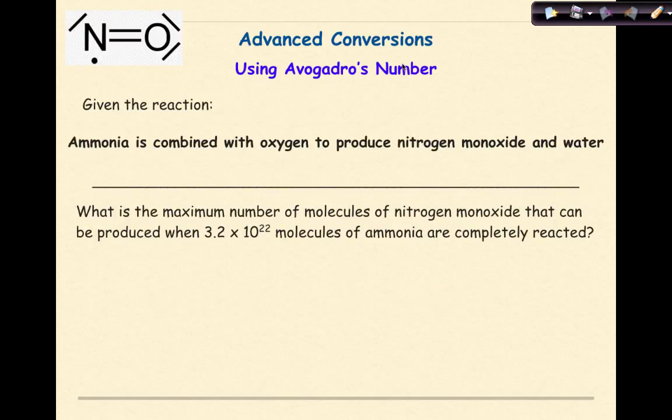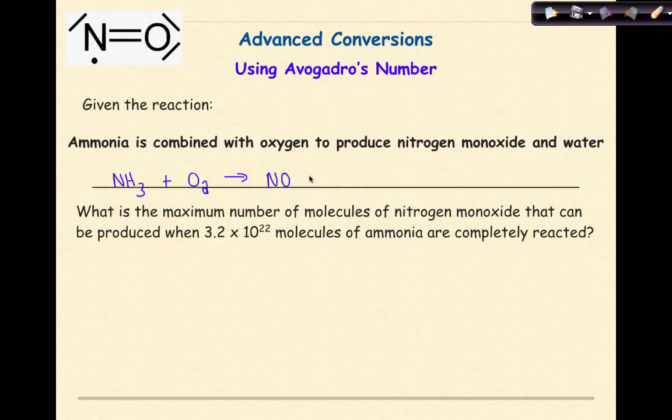Now let's look at an advanced conversion. In other words, we're going to use Avogadro's number when we do this particular conversion. Given the reaction, ammonia is combined with oxygen to produce nitrogen monoxide and water. So the first thing that we're starting with is ammonia. And we know that ammonia is NH3, is combined with, that's a plus sign, oxygen, which is O2, to produce, arrow, nitrogen monoxide.